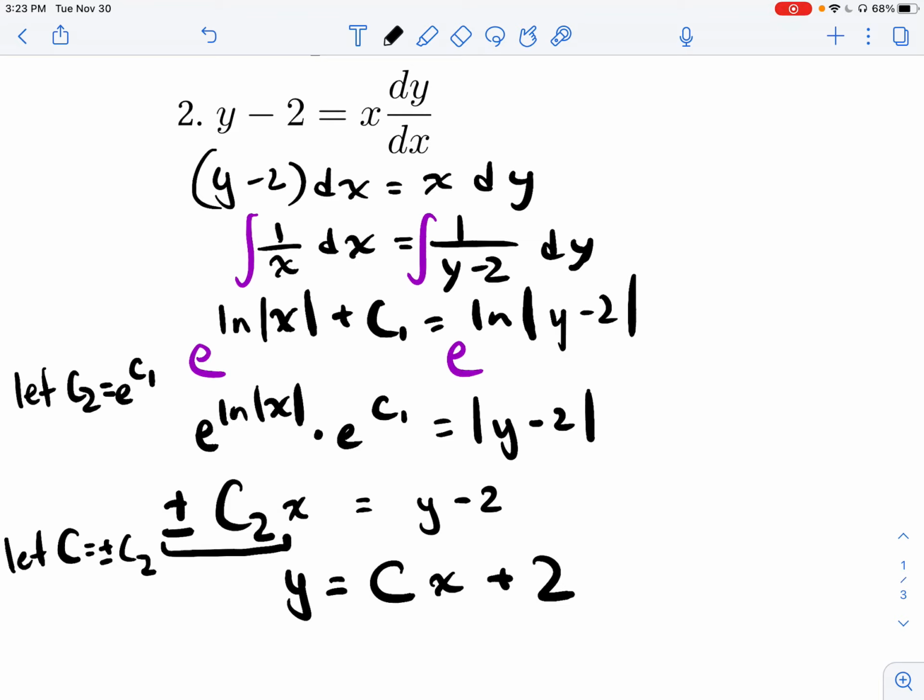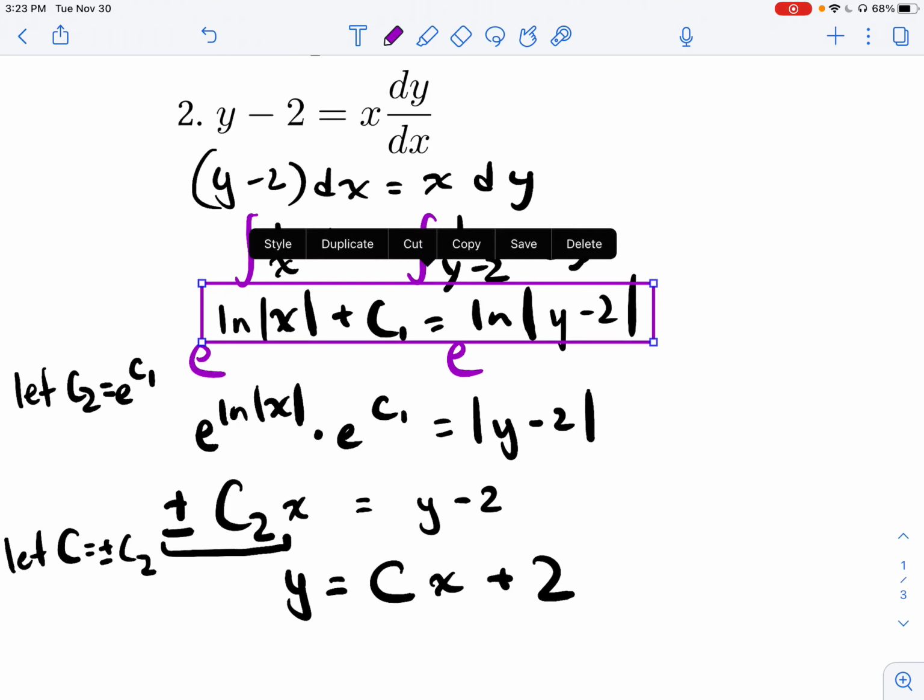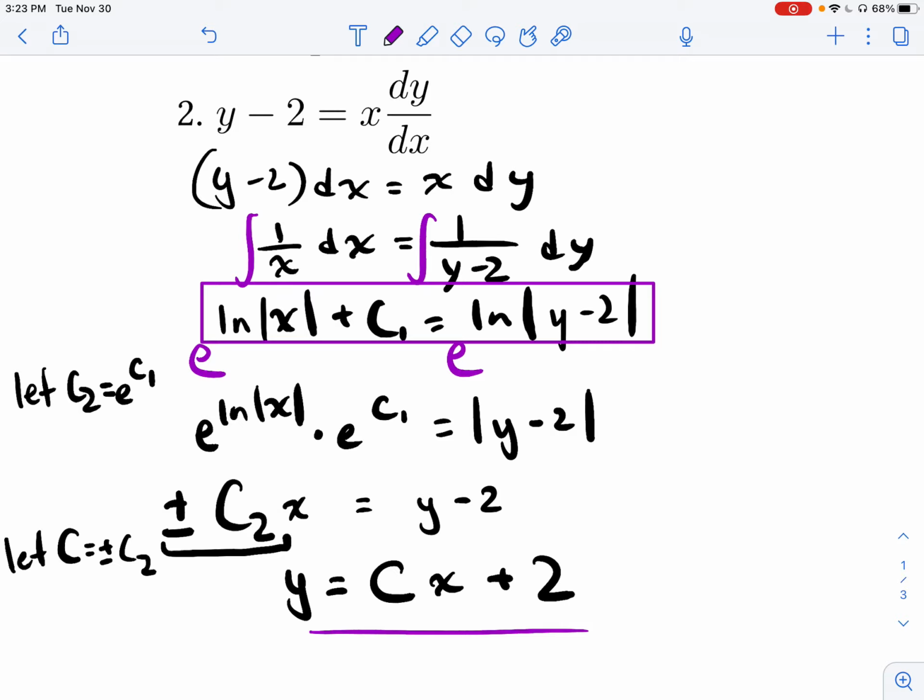Now, if all I was being asked to do was find a general solution, then I could have stopped all the way back here, just at this step here. But if I wanted to rewrite my general solution as an explicit equation, which we're going to have to do in just a moment, then this is how I would rewrite that step.